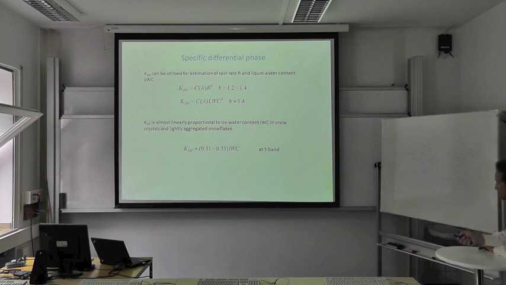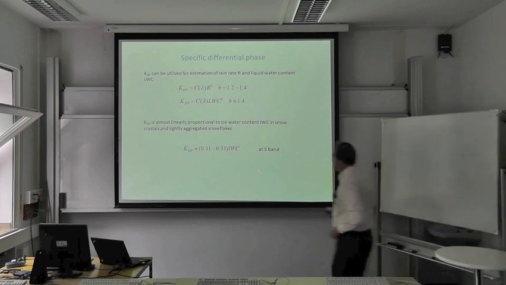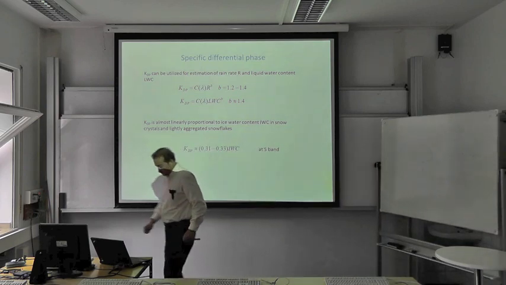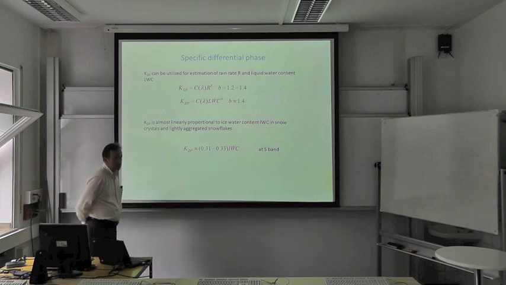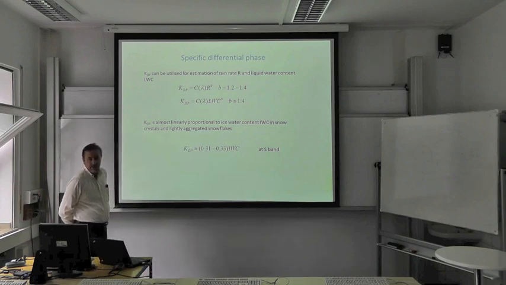Also, specific differential phase is almost linearly proportional to ice water content, snow crystals, and lightly rimed snowflakes. So you can quantify ice water content much better than with the reflectivity factor. This is just an example of this formula, a simple linear relation. These equations perform better in some range of raindrops, for instance, when KDP is close to zero.